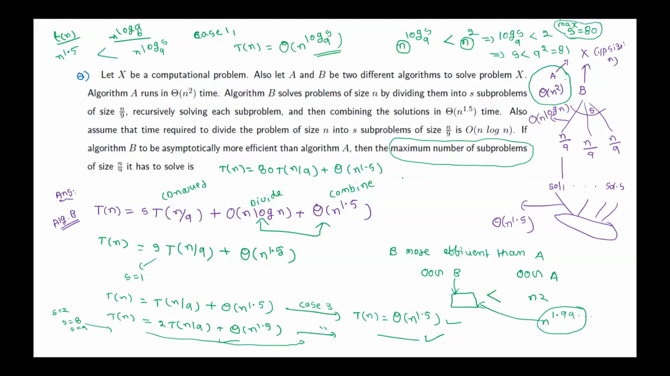Which case of master theorem is applicable here? Case 1, sir. Why? Because it is definitely more than n power 1.5. Log 81 base 9 is 2, so log 80 base 9 may be 1.9 something. That's why case 1, so the answer is definitely less than n square. So the maximum value of S is 80.